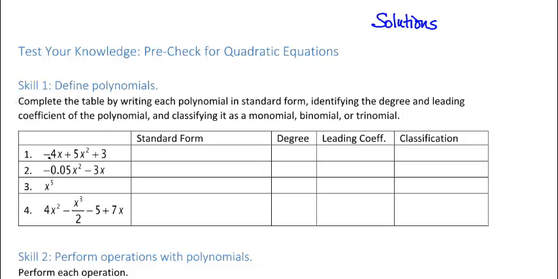In the first problem, we have negative 4x plus 5x squared plus 3. To write that in standard form, we put it in the order in which the exponents are in descending order, so that would be 5x squared minus 4x plus 3. The degree is the largest exponent, which is 2. The leading coefficient is the coefficient of that term, which would be 5. And there are 3 terms, so that is a trinomial.